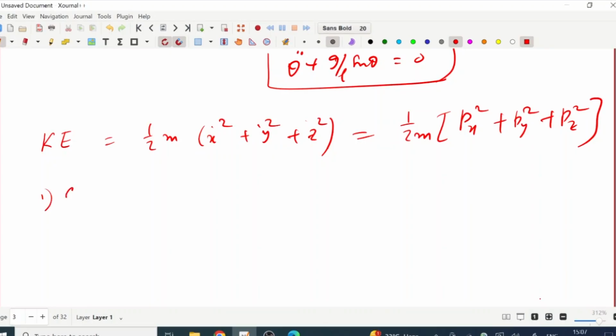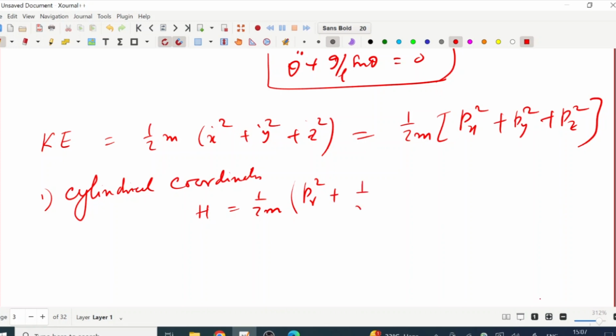Now, if we want to use a different coordinate system, for example cylindrical coordinates, you just verify yourself, but in cylindrical coordinates, which is used when solving many problems, it will be p r square plus 1 over r square p theta square, or maybe phi in cylindrical coordinates r, phi and z. So, let us write phi, and p z square. So, this will be the kinetic energy in cylindrical coordinates.